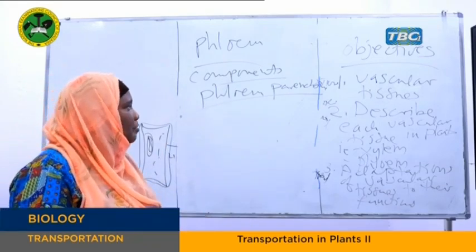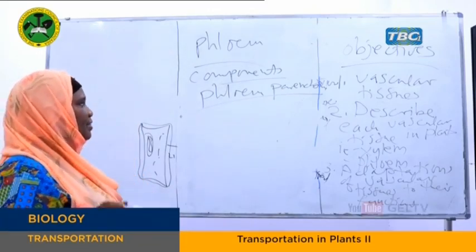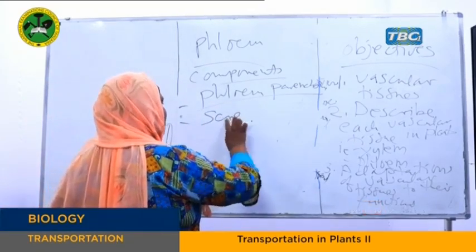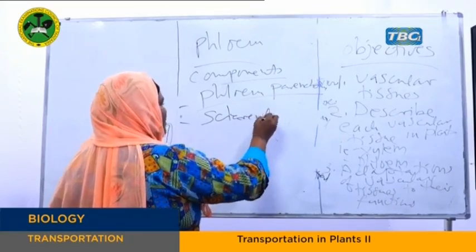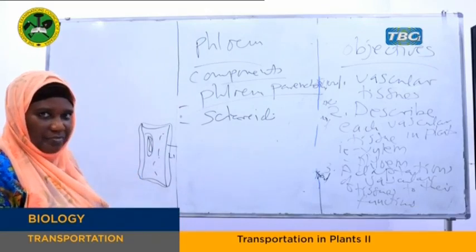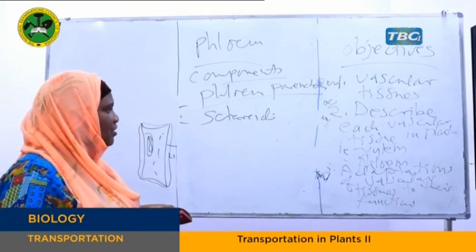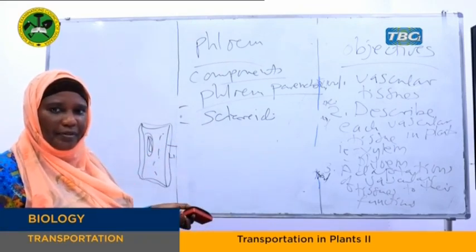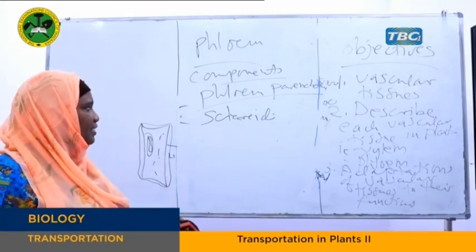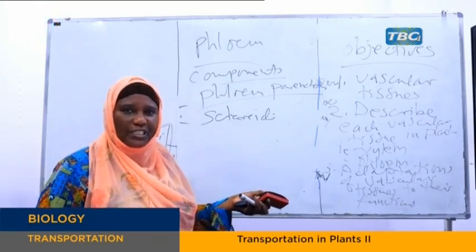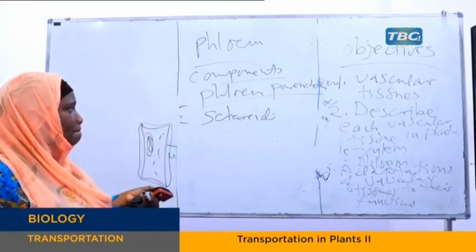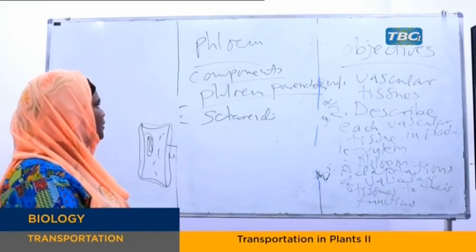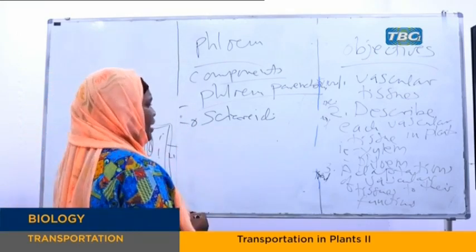Apart from phloem parenchyma, we said that there are also sclereids. Sclereids are thin, slender structures. They are dead at maturity. They are lignified. They confer support to the phloem. They also provide support. And then we go to the last one.